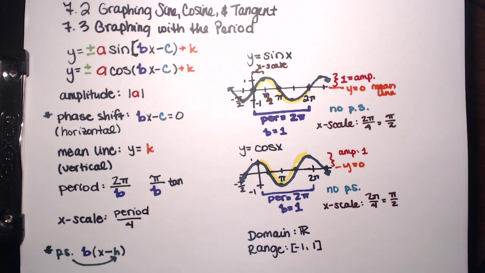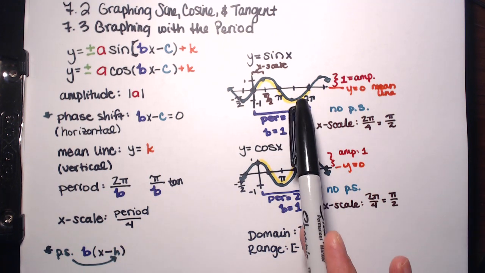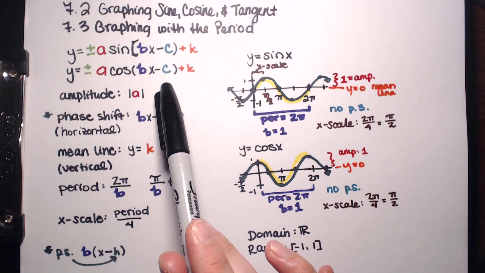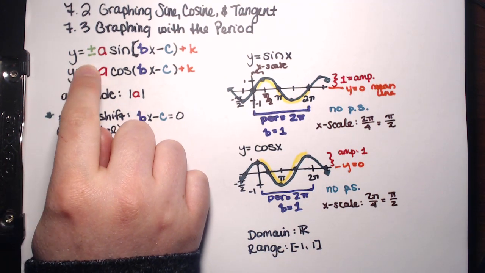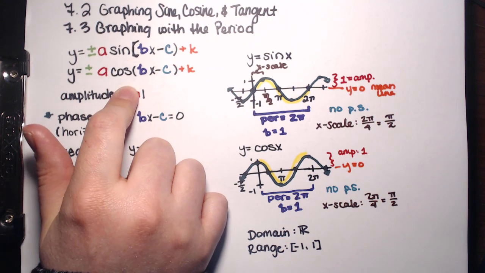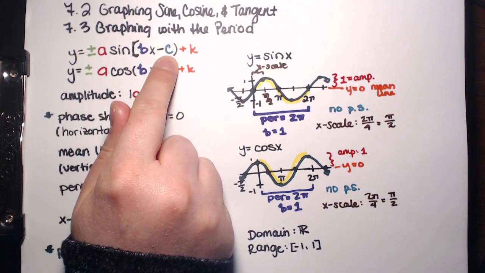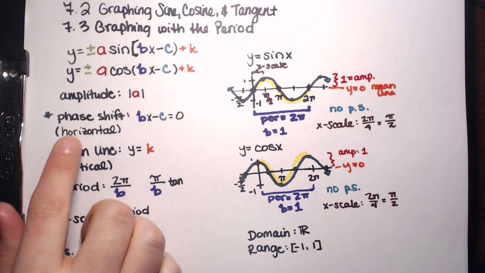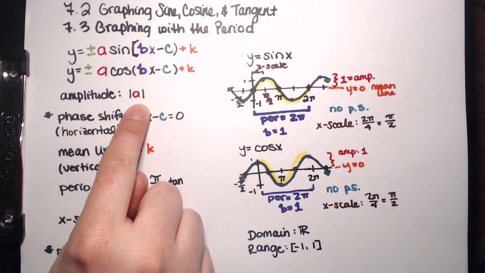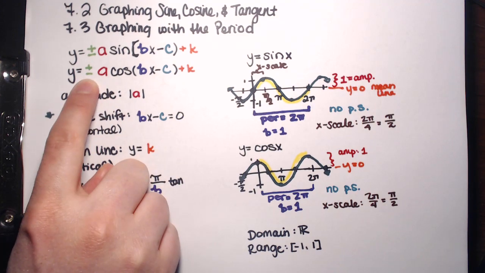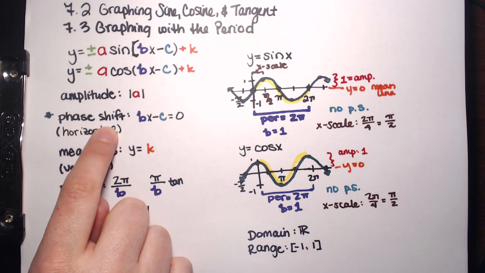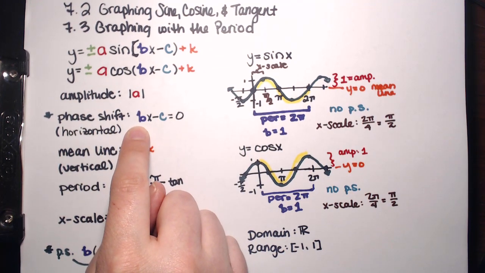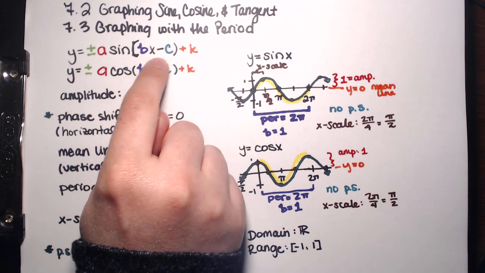So you need to know the parent functions, what they look like, and the general equations of the graphs. So if I look at the general equation, y equals plus or minus a sine or cosine of (bx minus c) plus k. Now the amplitude is always going to be the absolute value of that a value. So if it's positive, negative, doesn't matter, you're taking the absolute value of it. Your phase shift is going to be bx minus c equals 0. You're taking what's in parentheses.